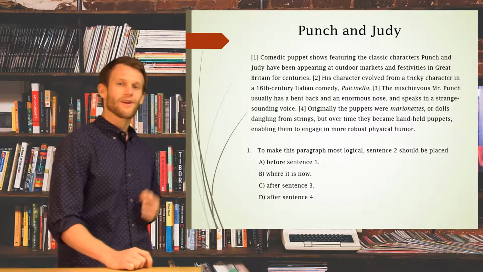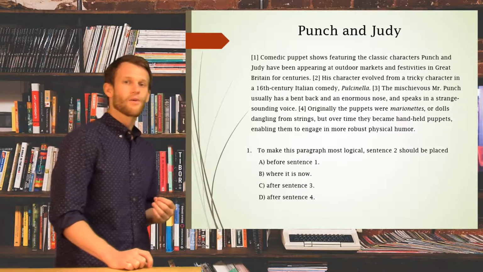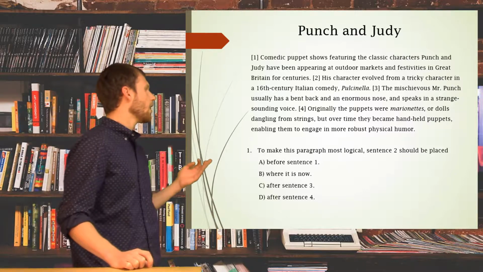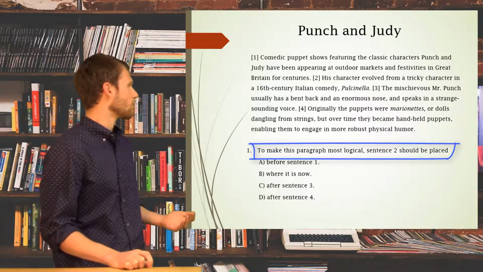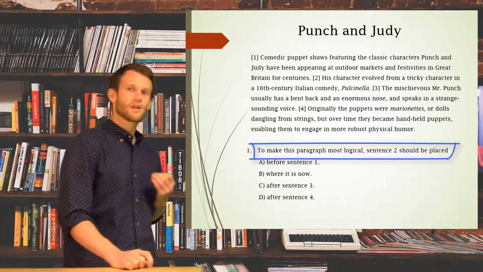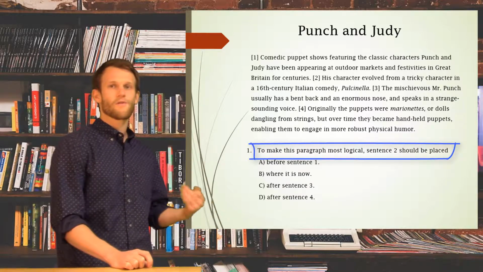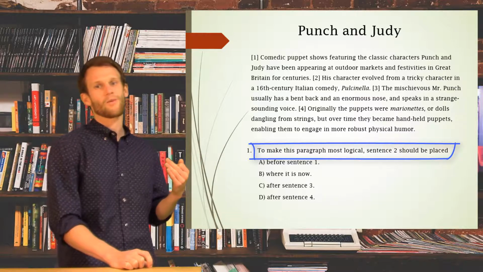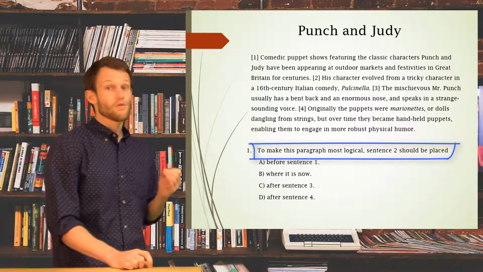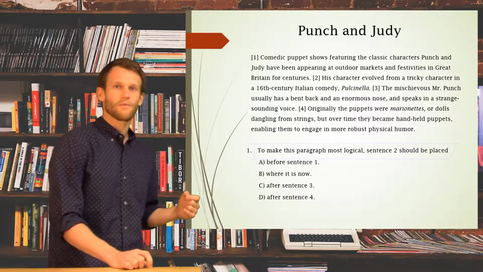Alright, now that you've had a chance to read this first paragraph, let's take a look at what we're trying to solve. Number 1 is asking us to make this paragraph most logical. Sentence 2 would most logically be placed... So what we have to decide first of all is, what is sentence 2 talking about? And then what clues can we use within that sentence to decide where it should go if it doesn't belong there?